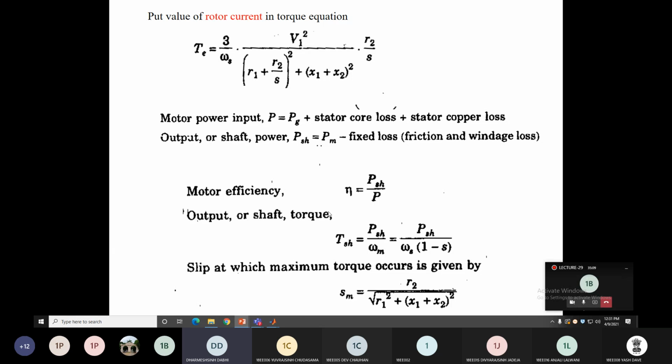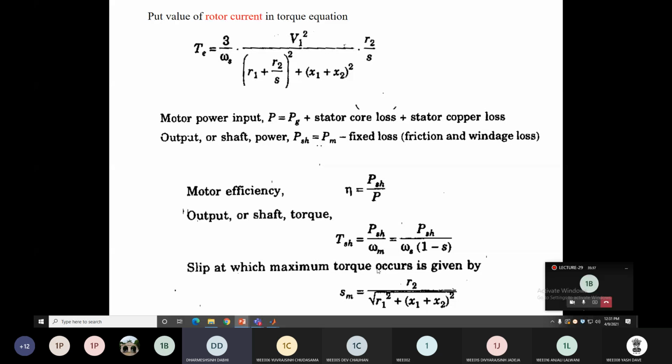Now from this equation we can get the shaft torque. Shaft torque means the torque developed in the shaft of the motor, which is equal to shaft power, or you can say output power, divided by the actual speed of the rotor. The actual speed of the rotor is replaced by Ws into 1 minus S. So this is another equation of torque, but this is the shaft torque.